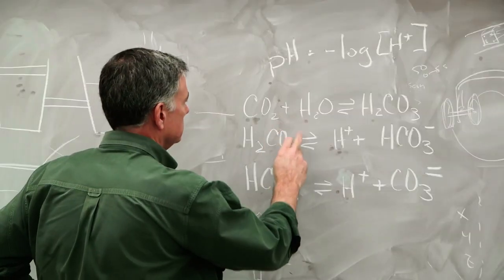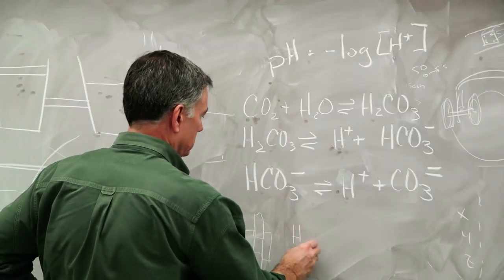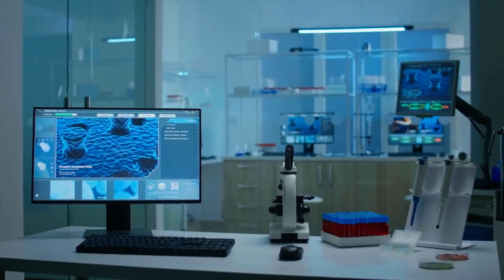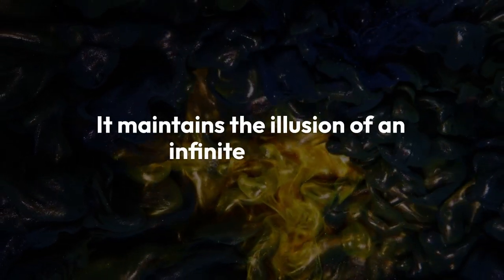This drastically reduces the number of interactions we need to calculate. It makes simulations much faster. This convention is essential for realistic simulations. It ensures that particles don't interact with themselves or with distant copies that are too far away to be relevant. It maintains the illusion of an infinite system.